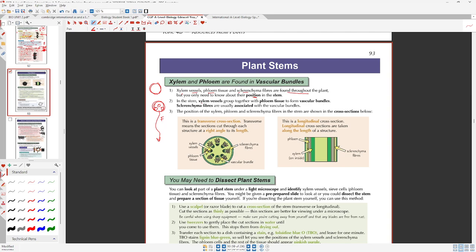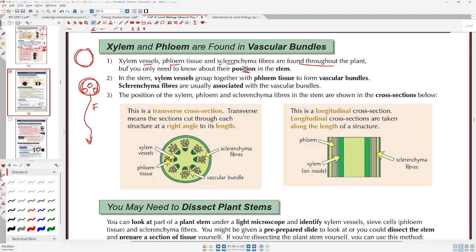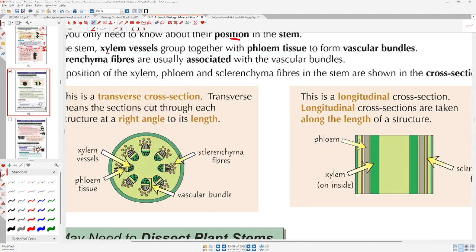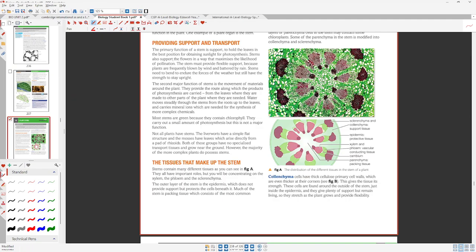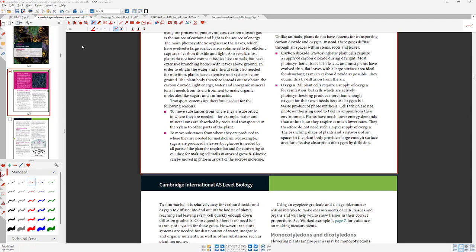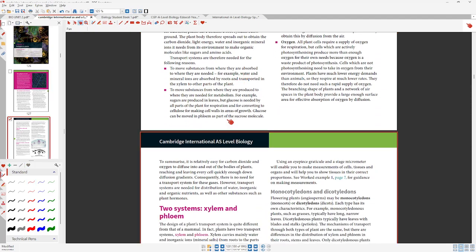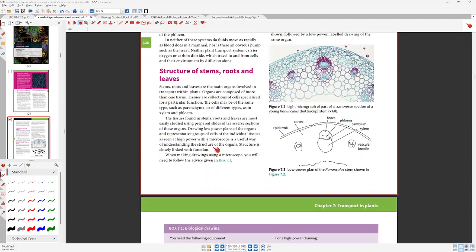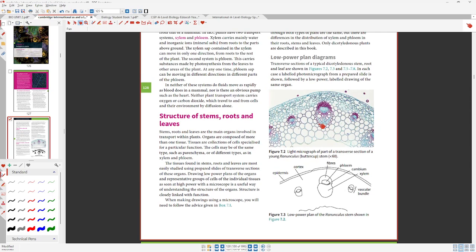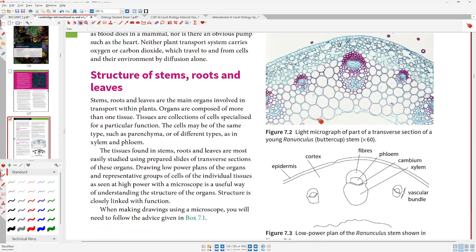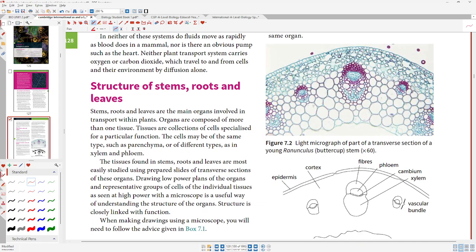So as you can see, if I can zoom a bit, we could even go into here, or even a better image is actually here. Yeah, so this is a wonderful image, and we can see your sclerenchyma fibers.